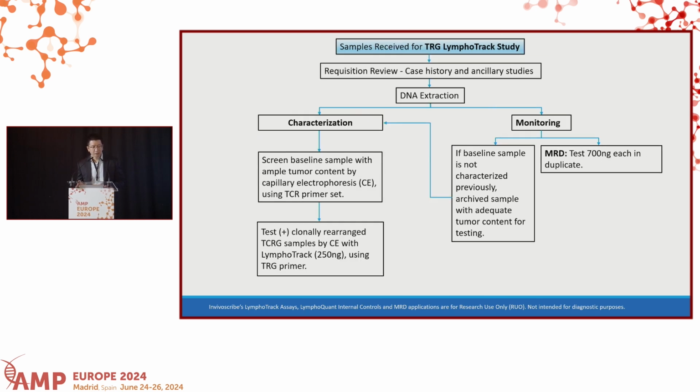The workflow for TRG LymphoTrack studies is similar to the IgH LymphoTrack studies. When characterizing, we screen the baseline sample with capillary electrophoresis using the TCR primer set. And when it is confirmed clonally rearranged with the TCR gamma primer, we test the LymphoTrack using the TRG primer. And for monitoring, we also retrieve archived samples with adequate tumor content for testing if the baseline sample has not been characterized previously. And for MRD testing, we test 700 nanograms each in duplicate.